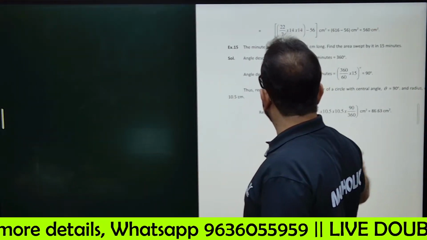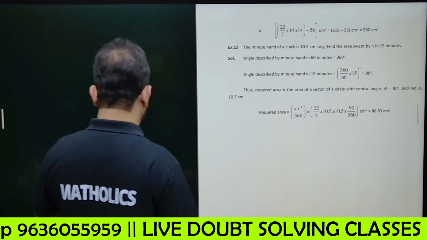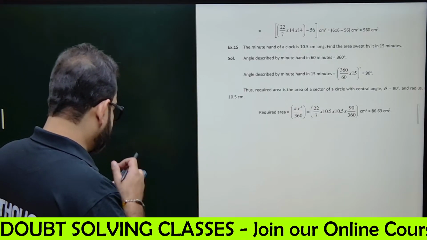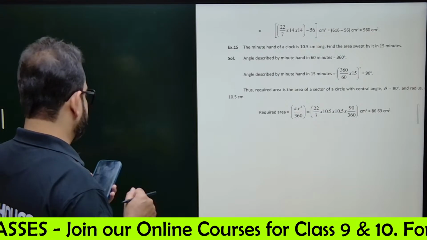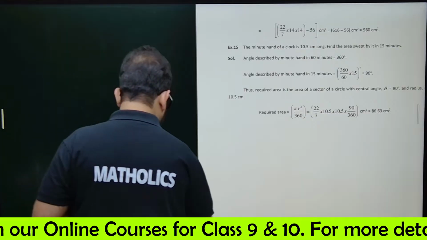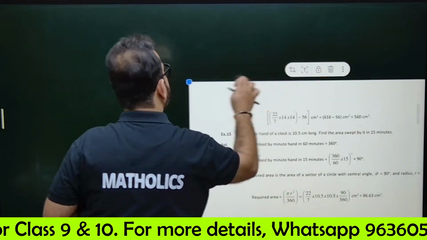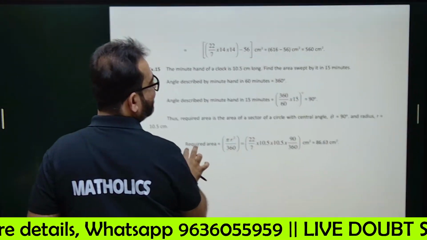Again, we'll be finding area of sector of this question also. The minute hand of a clock is 10.5 centimeter long. What does the question say? The question says minute hand of a clock, minute hand. You know, clock and all questions, these are famous questions. If these questions come, no one is going to get rescued.